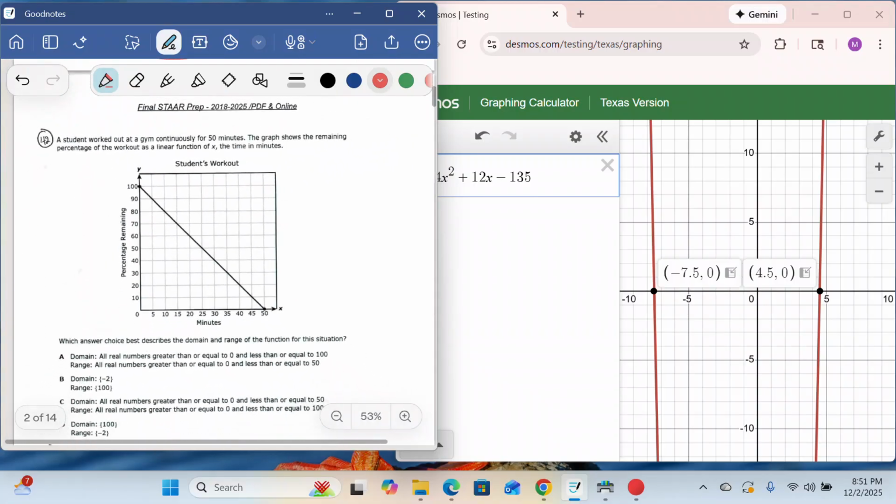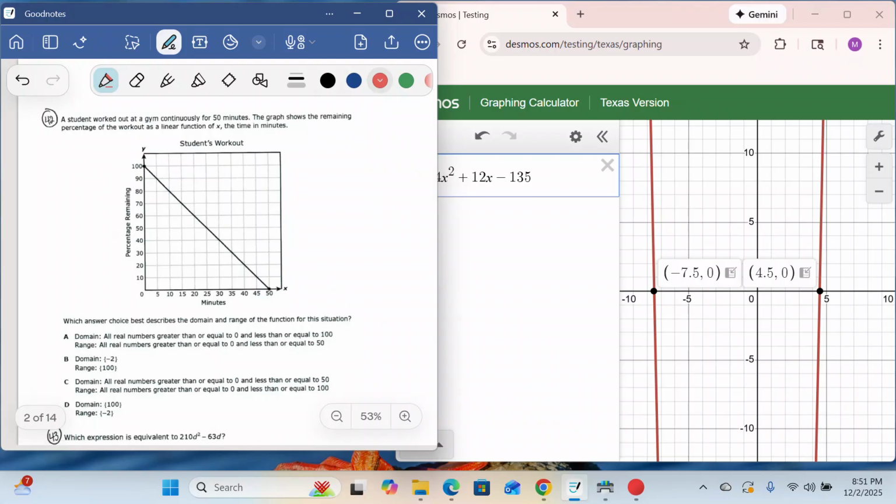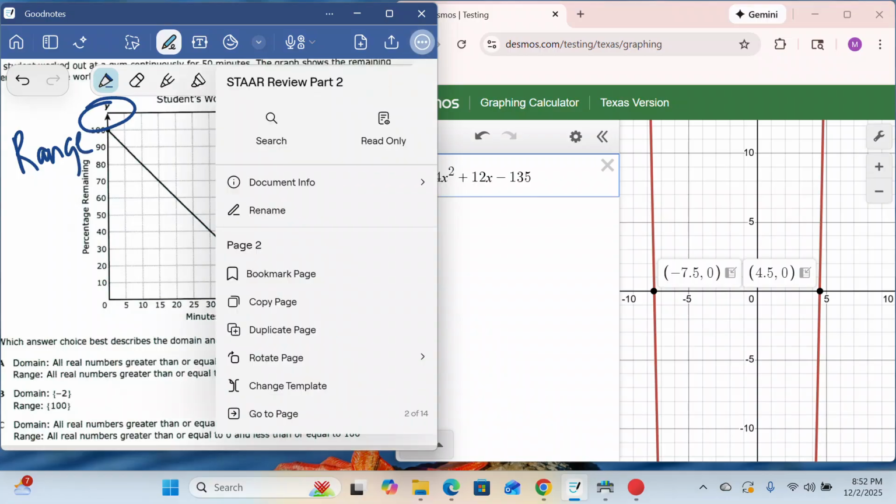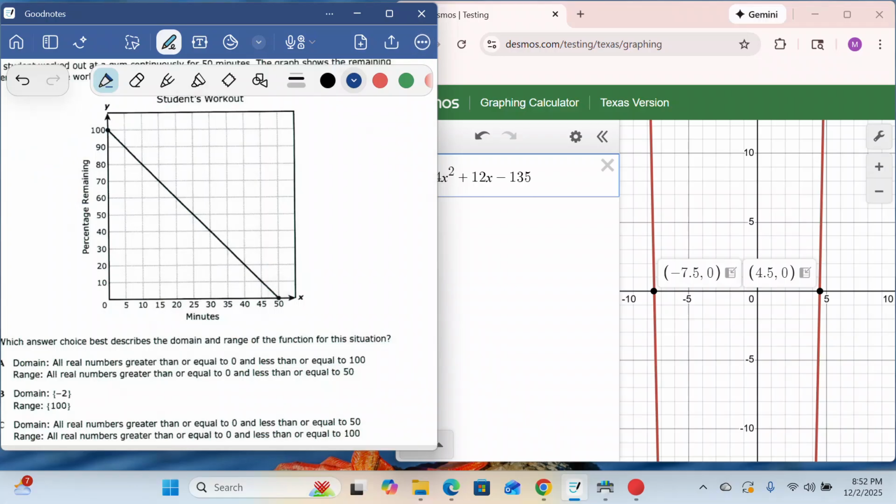Okay, let's look at the next problem. The next problem is interesting because it gives you a graph. It is a linear graph. I'm going to look at my x value, and I can see my x value is also called domain. And my y value, like we've learned in class, is called range. So my domain and my range is right there. I have my domain, my x, and I have my range as being my y.